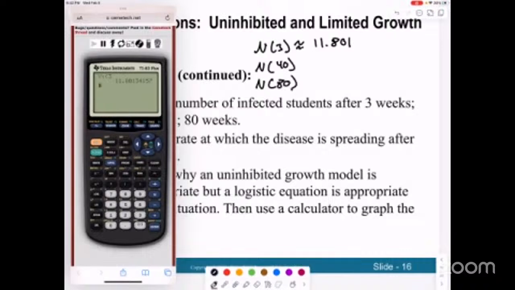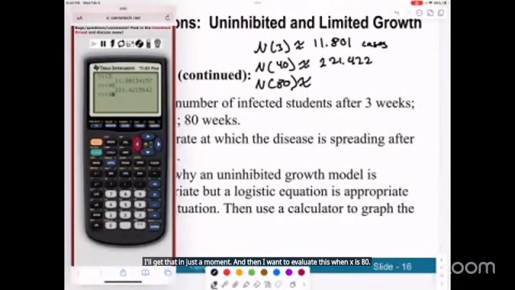Okay, so we did at 3. I'm just going to recall. I want to evaluate this when x is 40, 221.422 cases. I'll get that in just a moment. And then I want to evaluate this when x is 80. Okay, 547.151 cases.